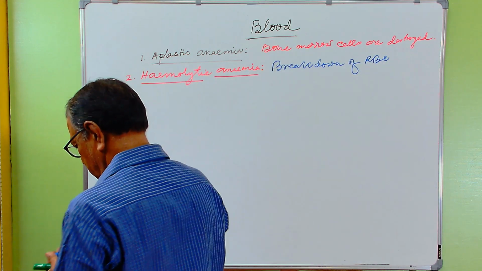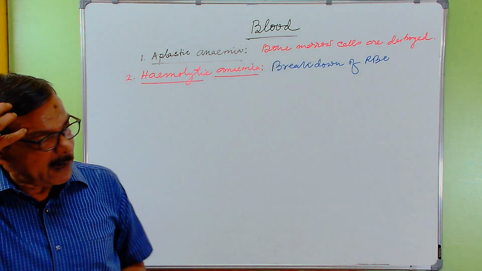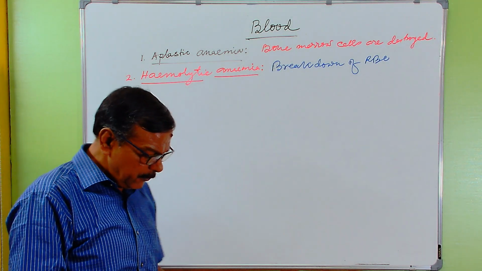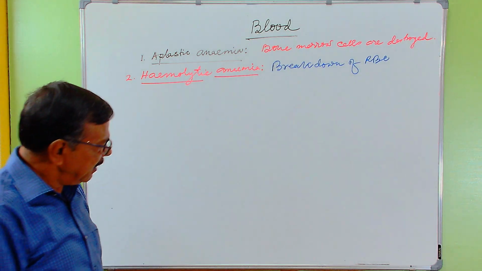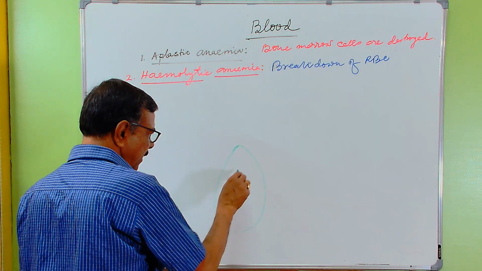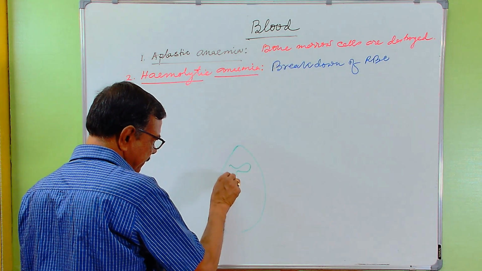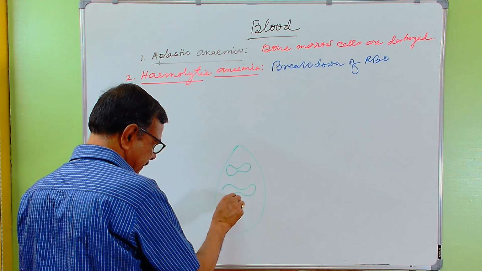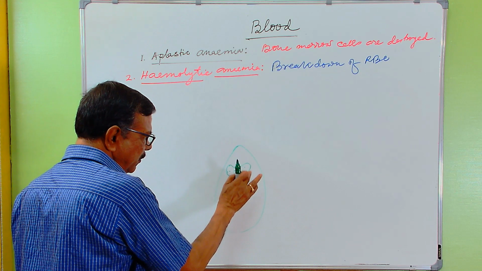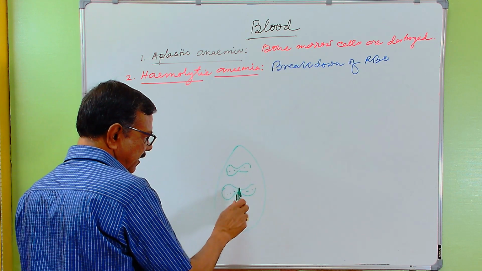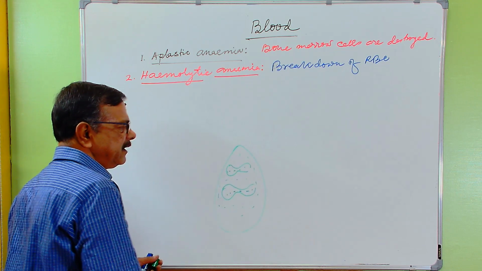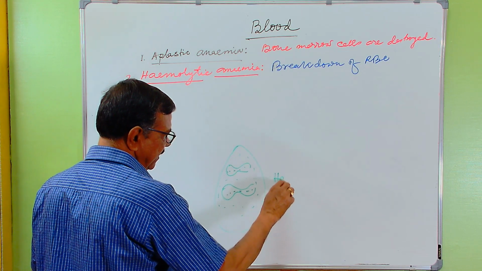The breakdown of RBC is known as hemolysis, which causes hemolytic anemia. Within the blood tissue, the RBCs are there, and within the RBCs, hemoglobin is there. Once the RBC bursts, the hemoglobin comes into the plasma and it appears red. It is known as hemolysis.